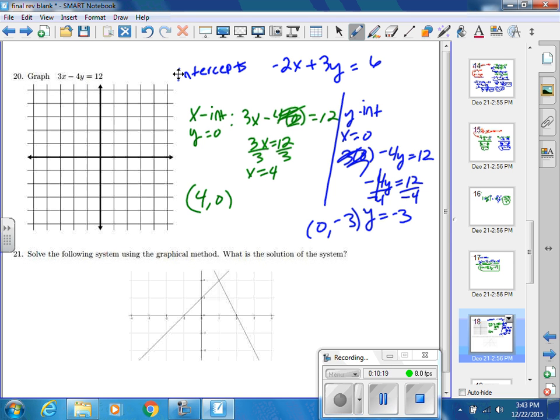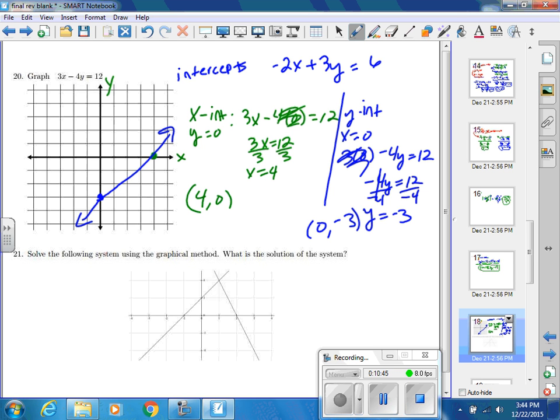So here's my x. Here's my y. 2, 3, 4. That's 4 comma 0 for the first point. The second one is on y, go down 3, right there. Negative 3. Connect my dots. There's my graph. I don't have to find any other lines.